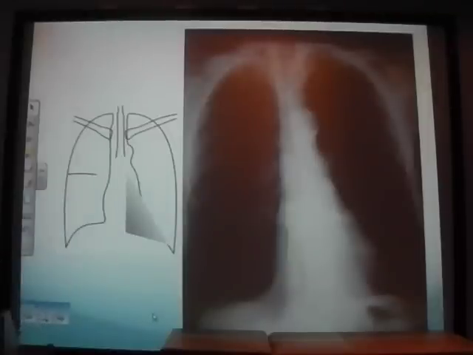It's a bit difficult. Is there another picture? So what sign is this? Sail sign. So he's got right, and then what type of collapse would this be? Left lingular. Left lower lobe collapse.